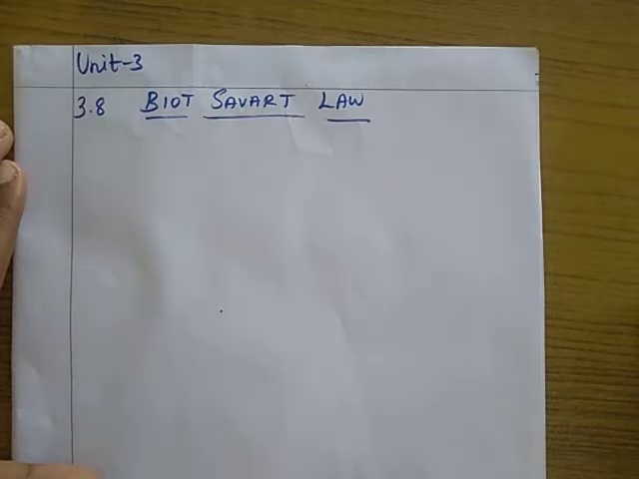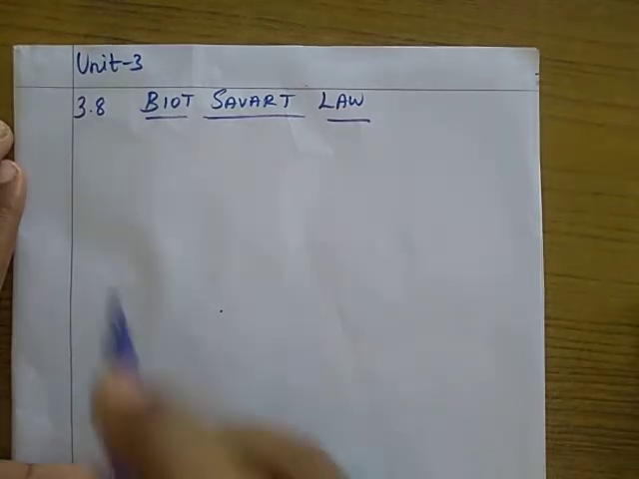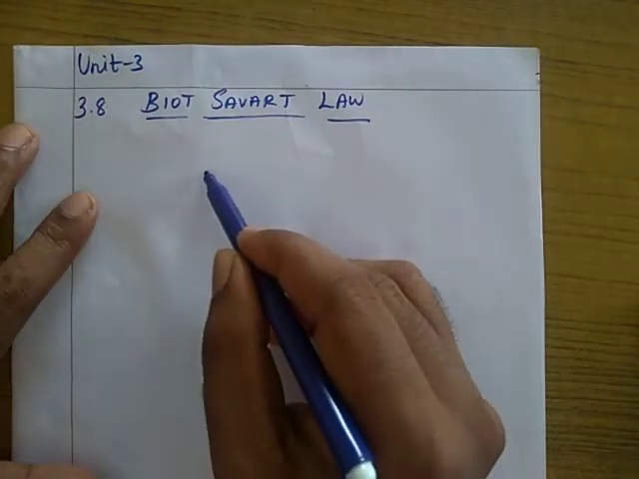In our previous video, we learned that when a current carrying conductor is placed near a compass needle, the needle shows some deflection. If the direction of the current is reversed, the deflection direction is also reversed. Biot and Savart are the two scientists who found a mathematical expression to find the value of the magnetic field produced by a current carrying conductor in free space.